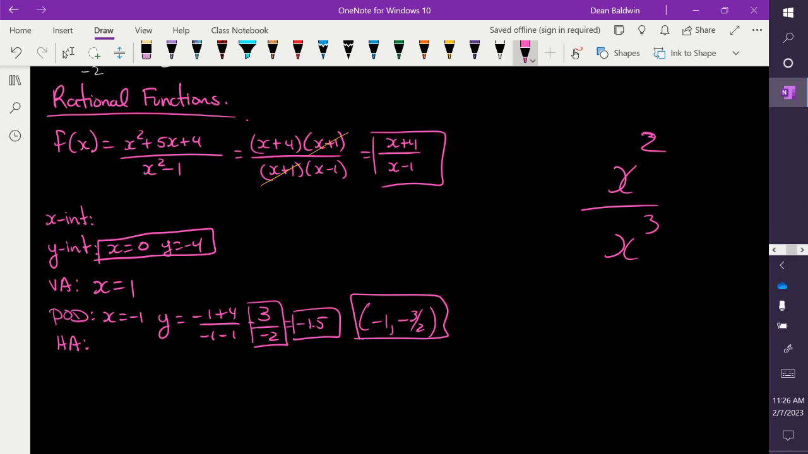Okay? If it's higher on top, you get a slant or oblique asymptote. I didn't teach my class that, but we'll go over it here. It's pretty easy to do. Okay? All right, so those are the rules. You need to know the rules.